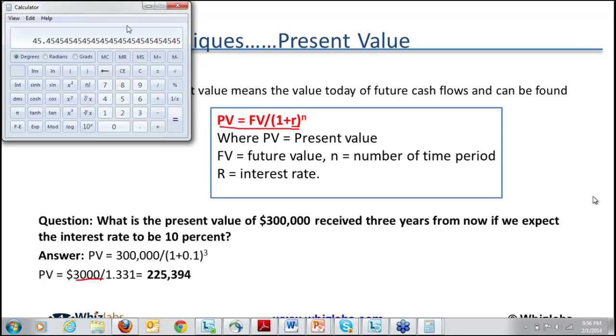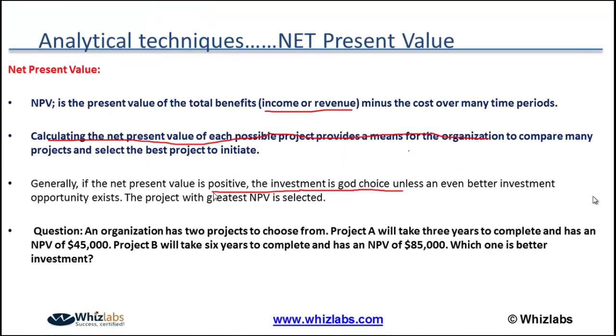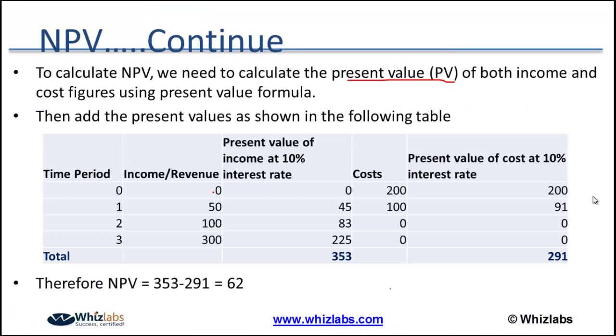It should be 45. So that's 45. Same way for 100, the cost, the value, again put the present value formula. So the value is 91. From the third year onward, I will have a revenue of 100 and there will be no cost. So I have already invested for the first year or for the initiation of the project. So I will have, at 10% interest, 83, same as this way.